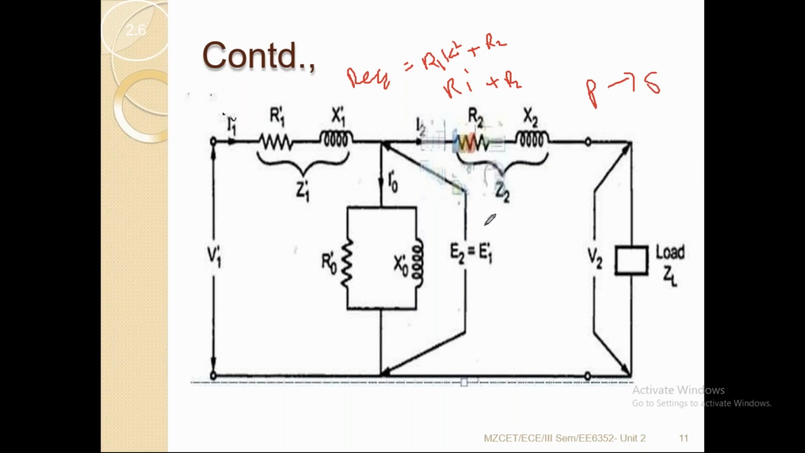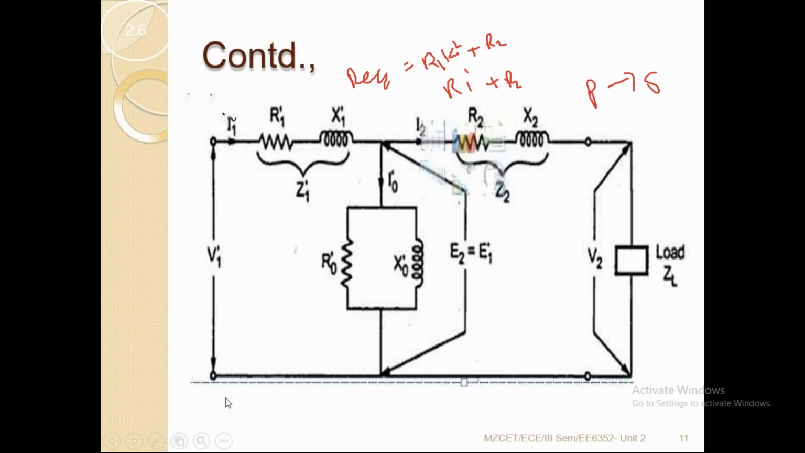Now we have obtained the equivalent circuit parameters in two cases. The first case is when secondary parameters are shifted to the primary. That is a backward step, from secondary to primary. The second is the forward step, when primary parameters are transferred to the secondary. In the backward step, the transformation ratio is in the denominator, that is, divided. In the forward step, there is multiplication by K square.